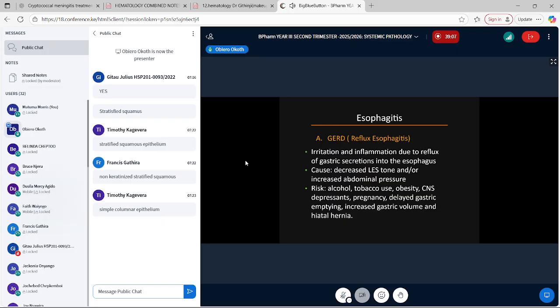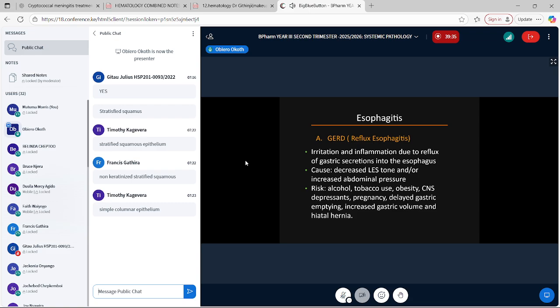So we start with reflux esophagitis. This is irritation and inflammation due to reflux of gastric secretion into the esophagus. Remember we said, and we're also going to look at it, the gastric mucosa is made to make sure that it contains the acid.